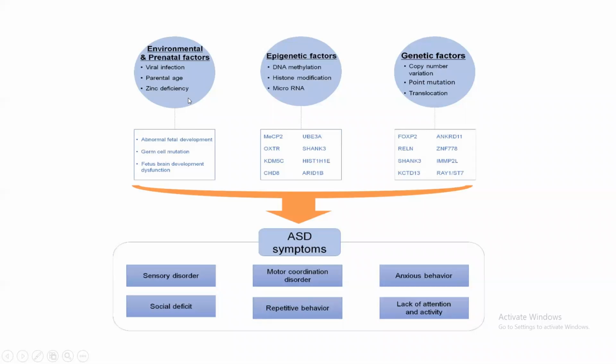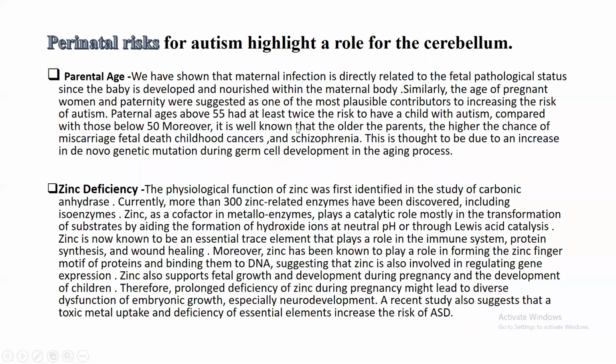But some other factors, in some cases due to the viral infection, might be abnormal fetal development, germ cell mutation, fetus brain development dysfunctions. And it leads all the way to the ASD symptoms like sensory disorder, motor coordination disorder, anxious behavior, social deficit, repetitive behavior, lack of attention and activity. Which I will explain further.